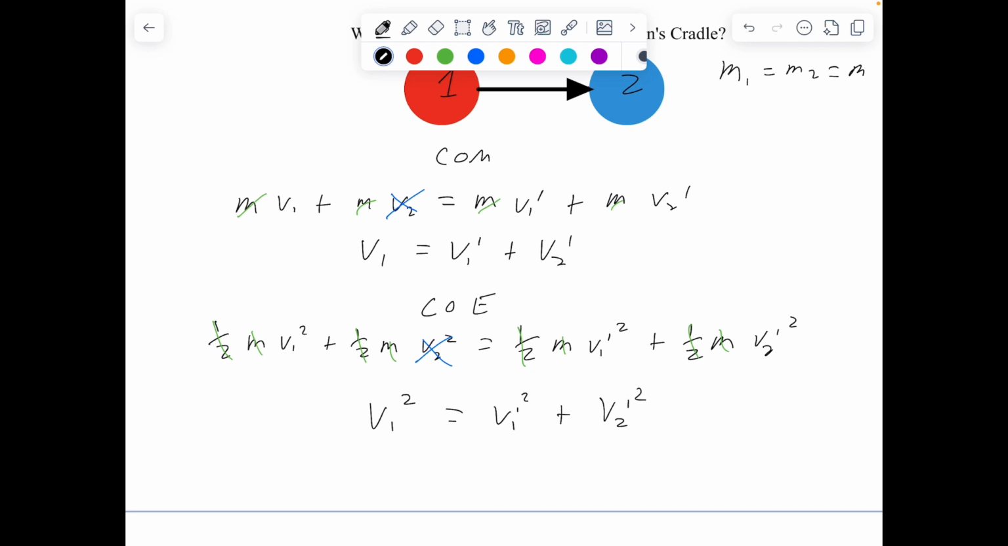Now, the letters are a little bit different, but this should look kind of familiar. Something squared is equal to the sum of this thing squared plus that thing squared. Something that shows up a lot in physics. I wonder what that is. I'll let you think about that for the time being.